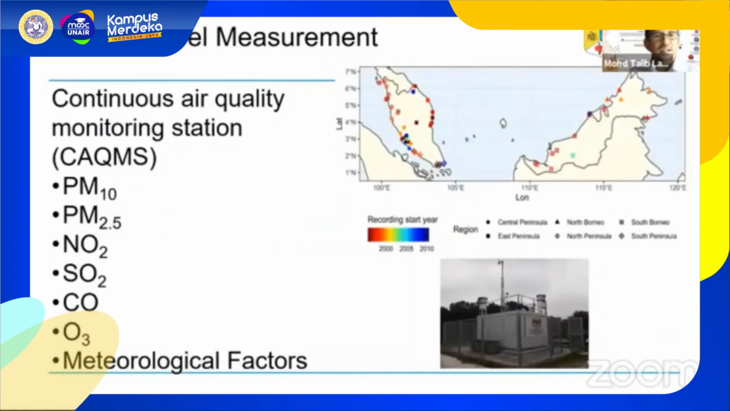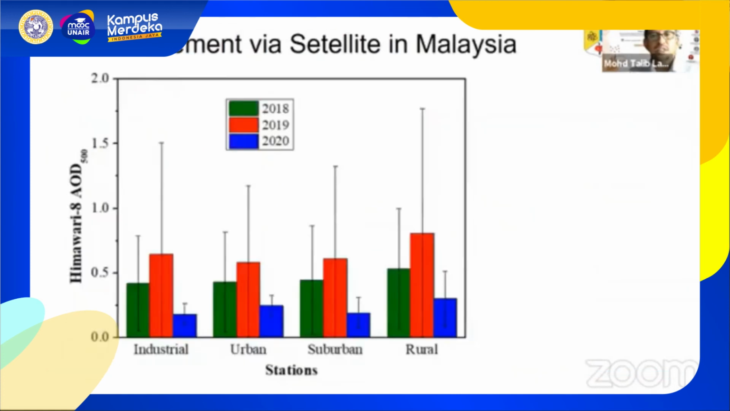In Malaysia, we actually have 65 air quality monitoring stations belonging to the Department of Environment. So we also tried to look at these particular concentrations of the main criteria air pollutants: PM10, PM2.5, NO2, SO2, CO, and O3. This is the AOD measurement, overall study. For industrial, urban, suburban, and rural areas, you can see that during 2020 the level of air pollutants in all areas reduced significantly because of the lockdown.